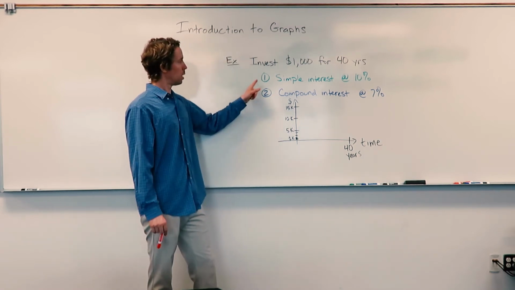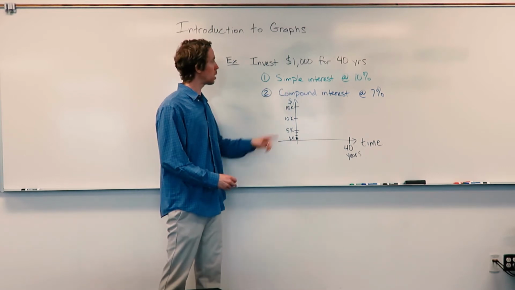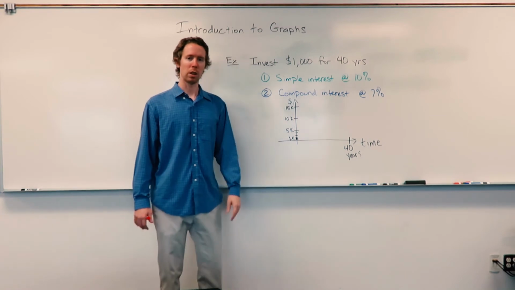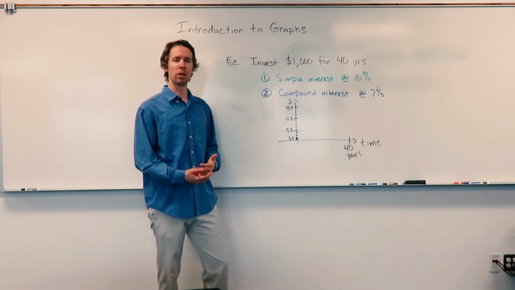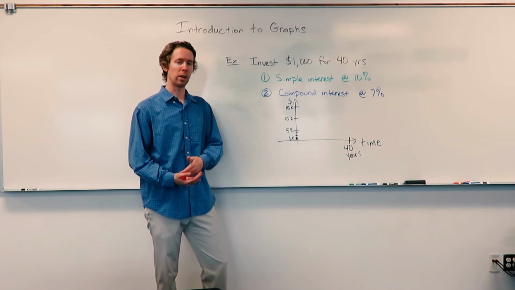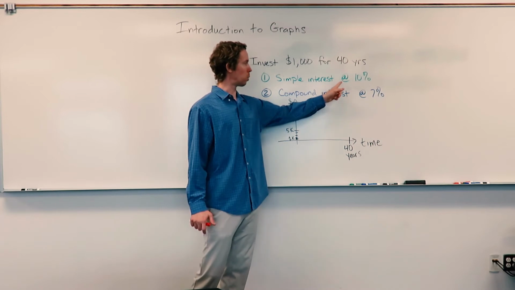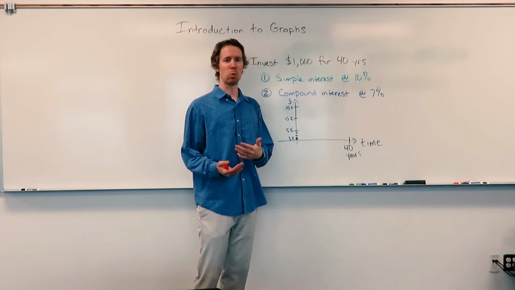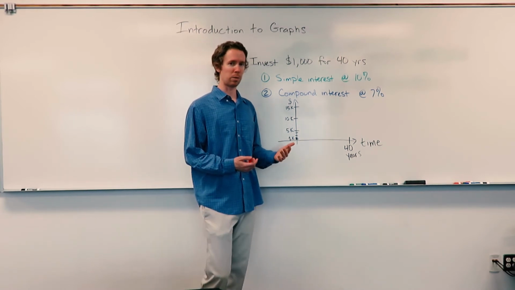One way to do this is with simple interest. So let's say we invest $1,000 at 10% simple interest. Simple interest means every year we're going to earn the same amount of money on that initial investment. So we invest $1,000. The first year we'll earn 10% of that 1,000. So 10% of 1,000 is 100. That means during the first year we'll earn $100.